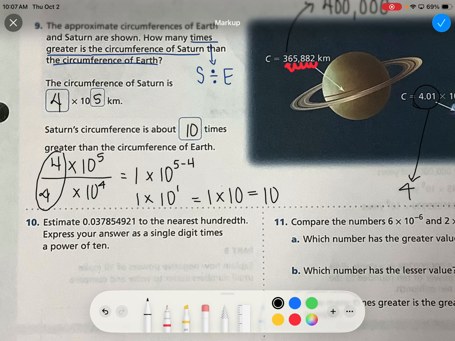So Saturn is about 10 times bigger than Earth. Does that make sense?